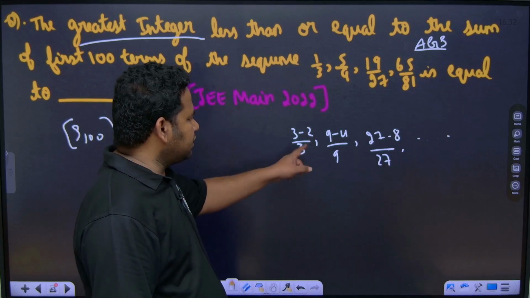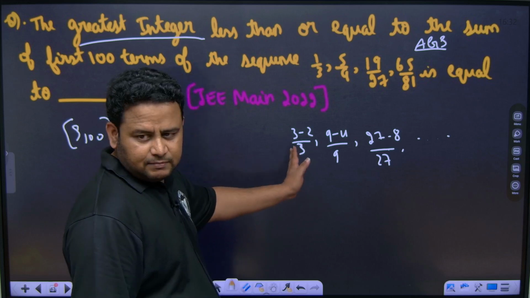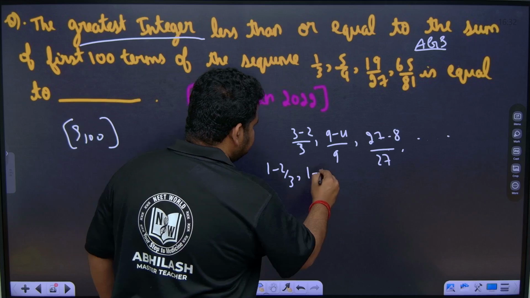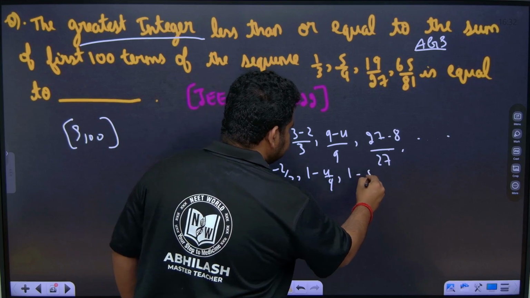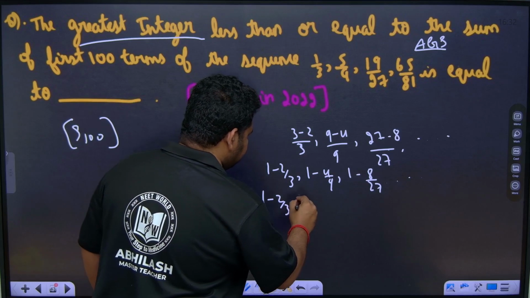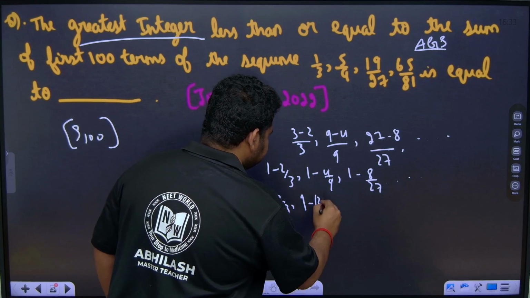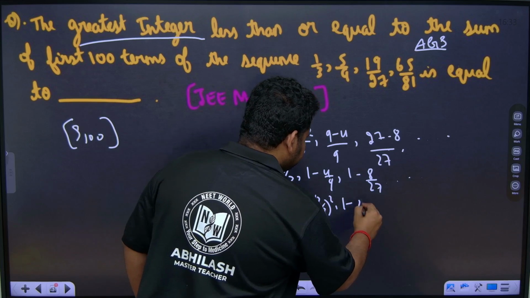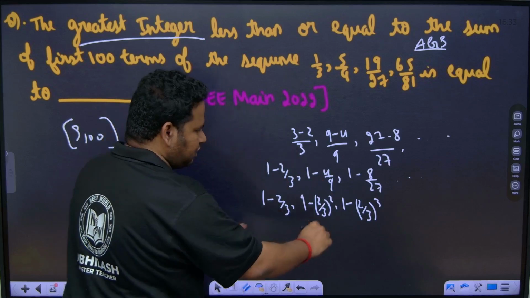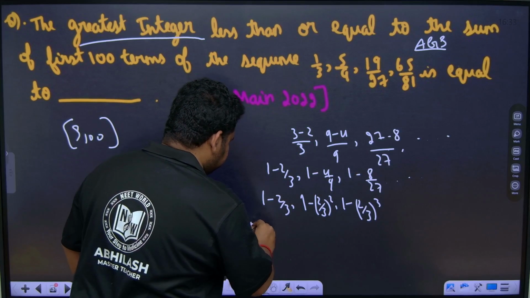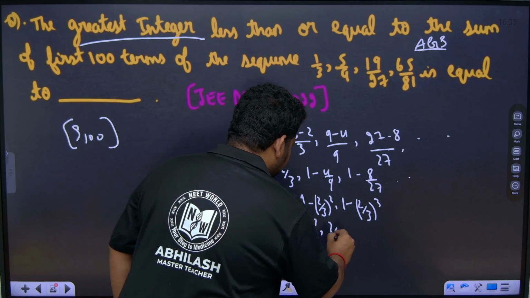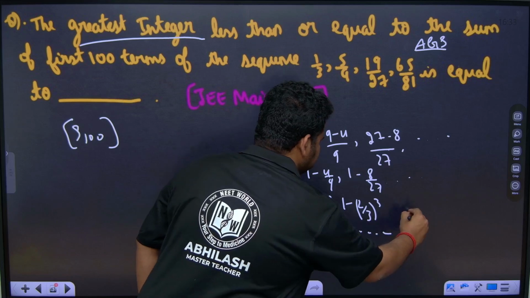Now, how can you write this? If I divide by each one of these terms, I will get it as 1 minus 2 by 3, comma 1 minus 4 by 9, comma 1 minus 8 by 27, like that. So this is 1 minus 2 by 3, comma 1 minus 2 by 3 whole square, comma 1 minus 2 by 3 whole cube. Up to 100 terms means this will become 1, 1, 1 up to 100. So this will become 100 minus 2 by 3, comma 2 by 3 whole square, comma 2 by 3 whole cube. Like this it will go on.